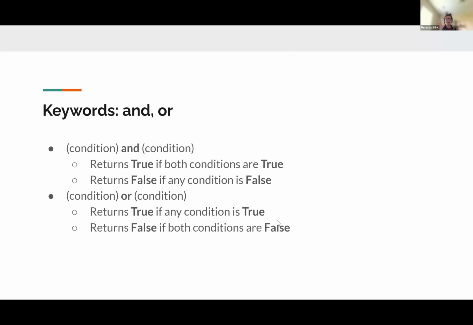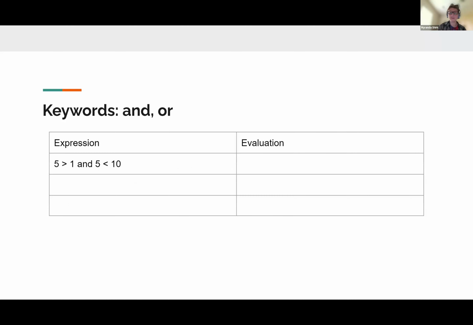But if both of them are false, so if you don't want a sandwich, you don't want chips, you don't want anything, it's false. The condition on the left is false, the condition on the right is false, neither one is true. So that evaluates to false. That was a lot of me saying true and false in the same sentence there. So let's practice it.